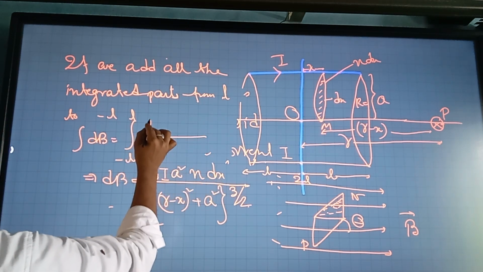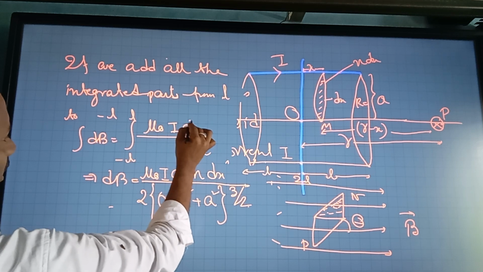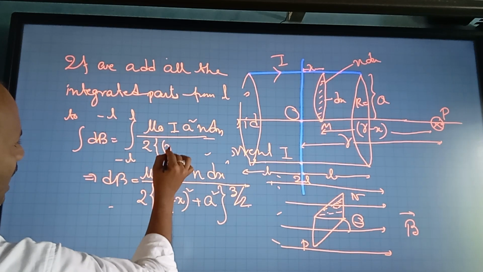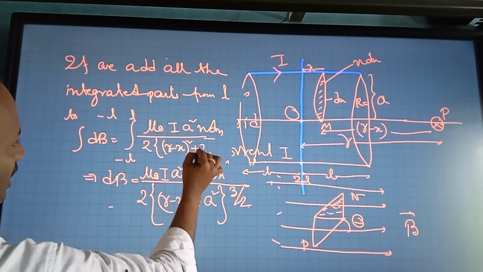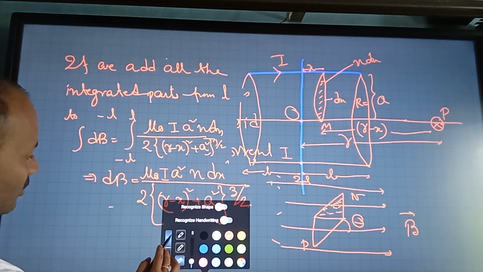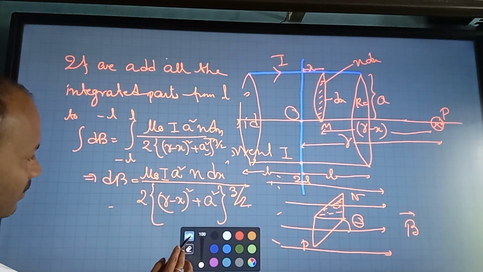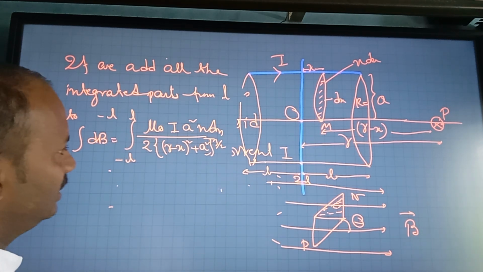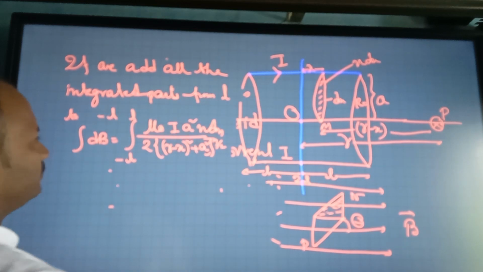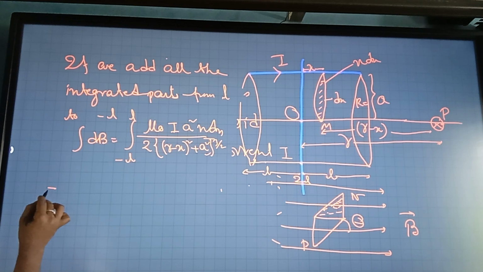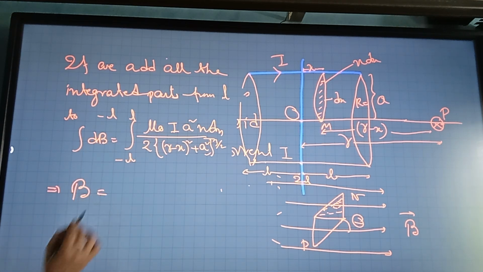Okay, this will become mu naught I A square N dx by 2 into (R minus x) whole square plus A square whole to the power 3 by 2. We have to integrate this part. So integration dB means what? Integration dB means this is dB.